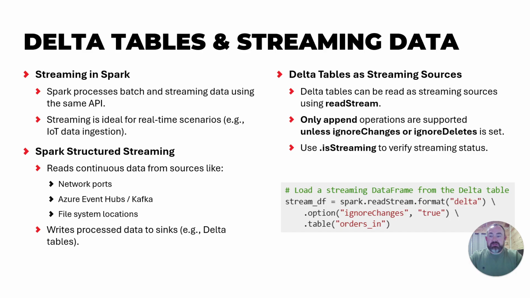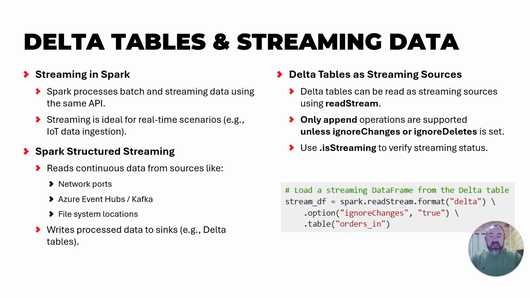We can stream in Spark. Spark processes the batch and streaming data using the same API. Streaming is ideal for real-time scenarios, for example, Internet of Things data ingestion. And then Spark structured streaming.